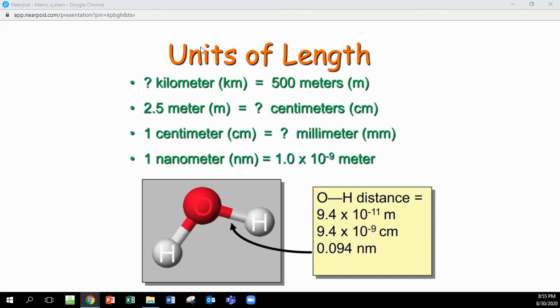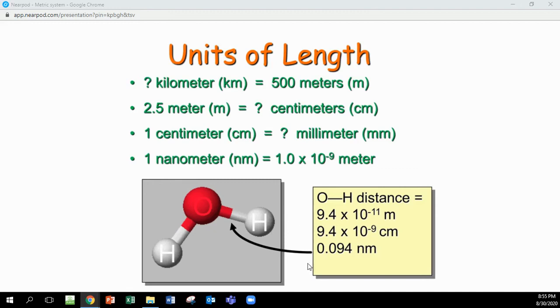And these are important in chemistry because we're usually talking about things even smaller than a nanometer. We're talking about the distance between, let's say, an oxygen atom and a hydrogen atom. How long is that bond length between the oxygen and the hydrogen in a water molecule? So we talk about things being that small, which is why we use these prefixes.